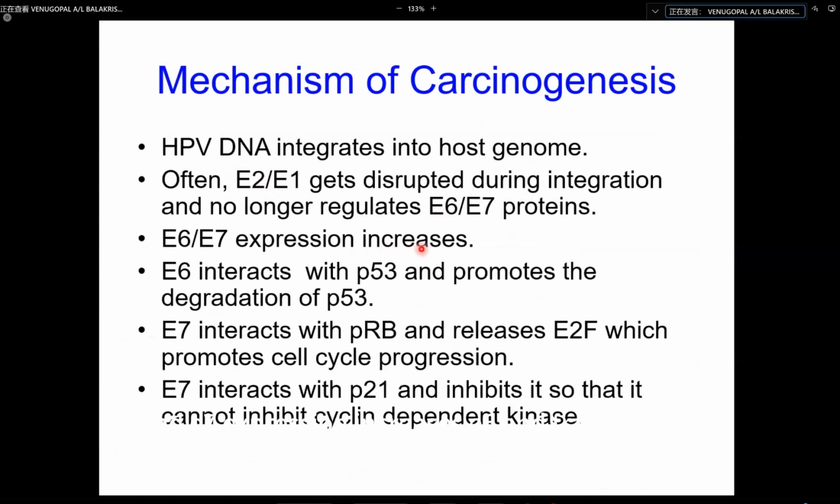Therefore, E6 and E7 expression increases. E6 interacts with P53 and promotes degradation of P53, so there is no more tumor suppressor. And E7 interacts with pRB and releases E2F, which promotes cell cycle progression. There's no tumor suppressor, and it has already opened up the gate, and the cell cycle keeps on continually going. And E6 also interacts with P21 and inhibits it so that it cannot inhibit cyclin-dependent kinases. So you see how it takes over; it makes the cell become like a zombie and do whatever the virus instructs.